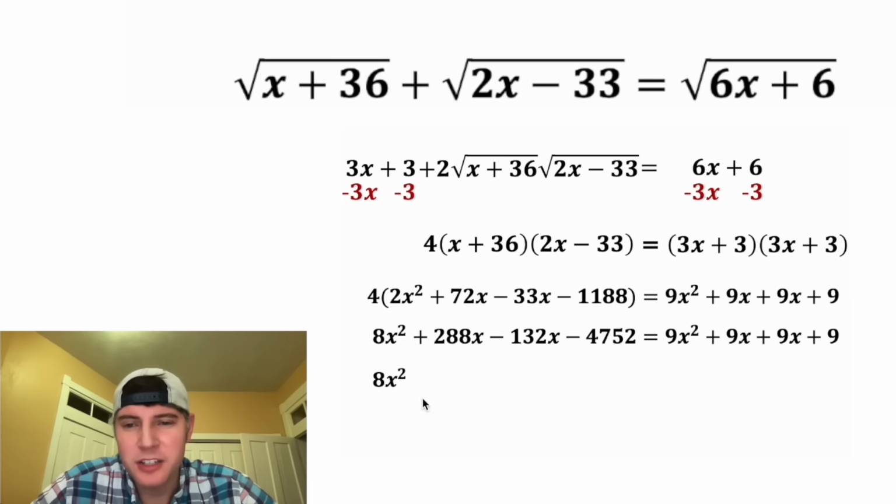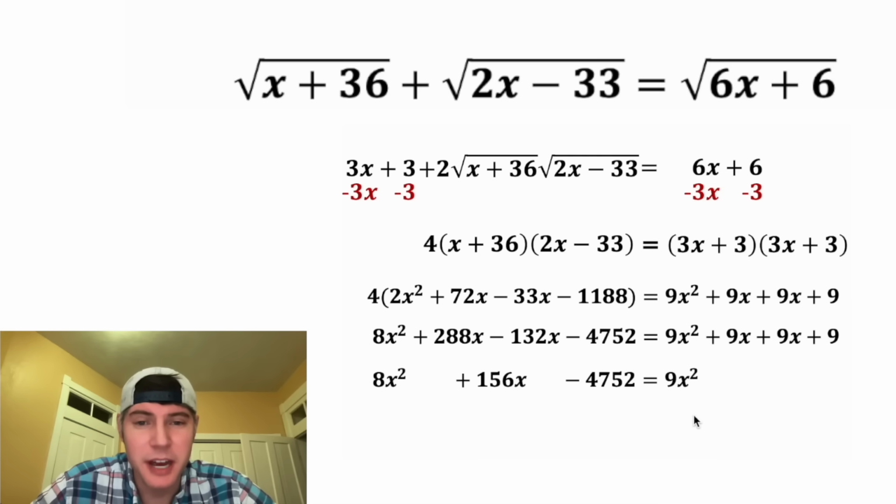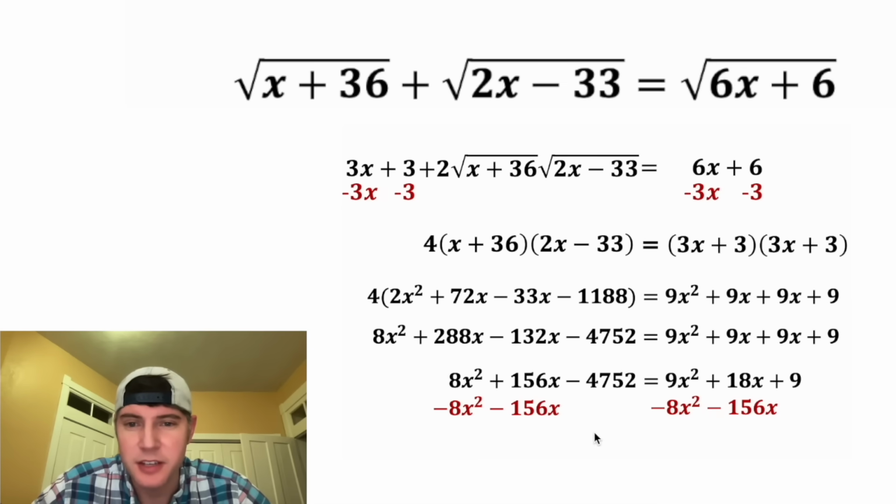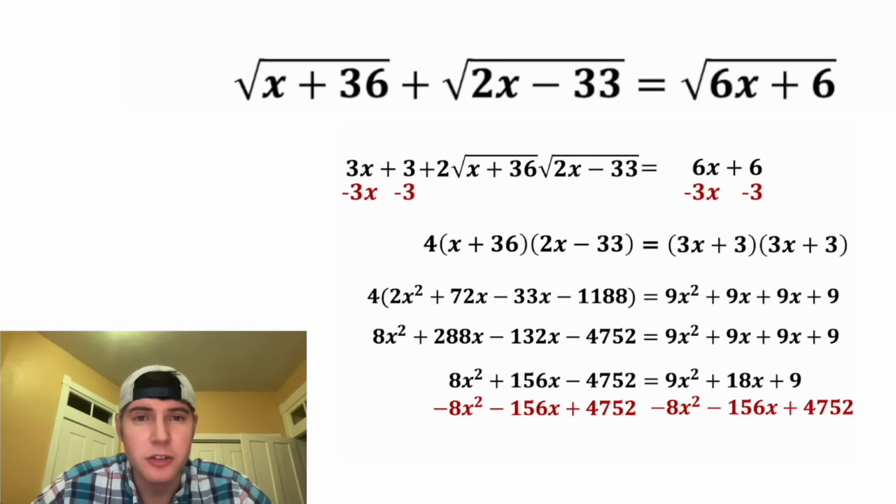Let's bring down the 8x squared. These two will combine to give us 156x, and then we can bring down that. And then on the right-hand side, we can bring down the 9x squared. These two combine to give us 18x, and then we can bring down the 9. Next, let's move everything to one side. Let's subtract 8x squared from both sides. Let's subtract 156x from both sides, and let's add 4,752 to both sides.